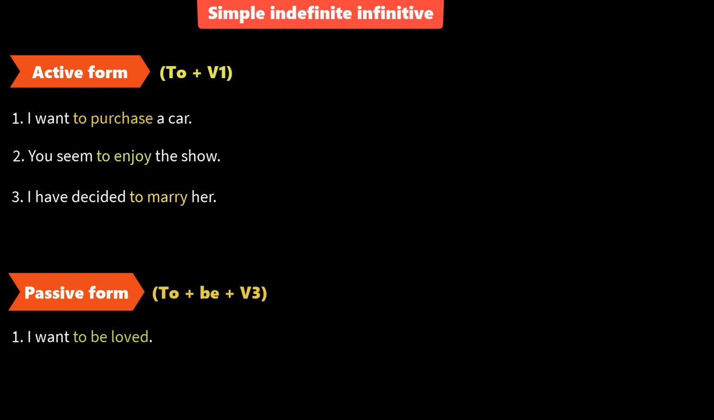Let's look at the next example. She seems to be hurt. She seems what? To be hurt. To be hurt by somebody else. To be hurt is the infinitive here, simple infinitive in passive form. Alright, so that's how we use a simple present infinitive, or you can also call it simple infinitive, both in active and passive voice. Now let us look at simple continuous infinitives.